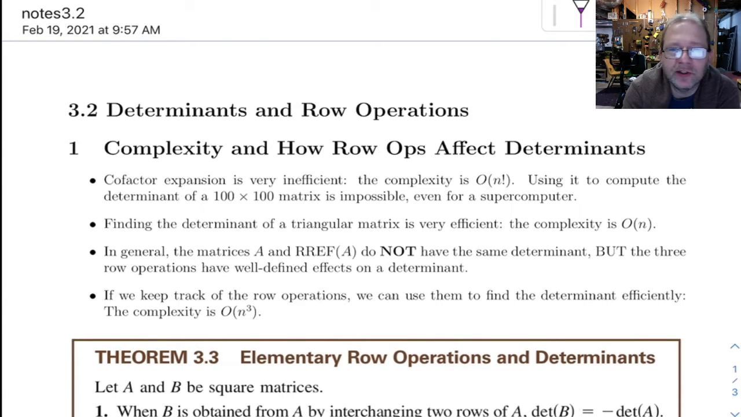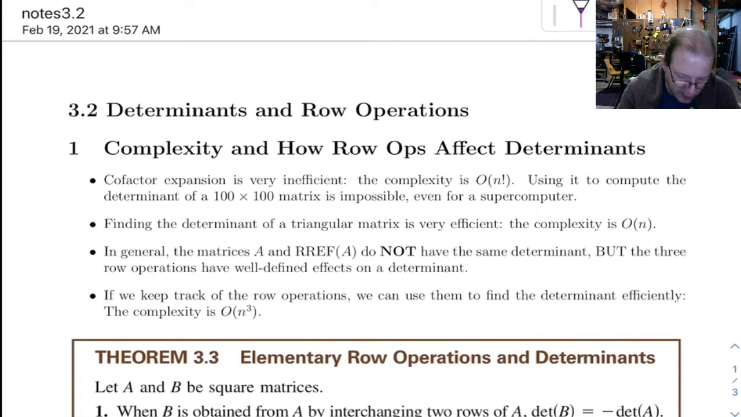3.2 is about determinants and row operations. And the first thing I want to talk about here is complexity and how row operations affect determinants. So first up, cofactor expansion. We've looked at that, and one thing about cofactor expansion is it takes a long time to do it.